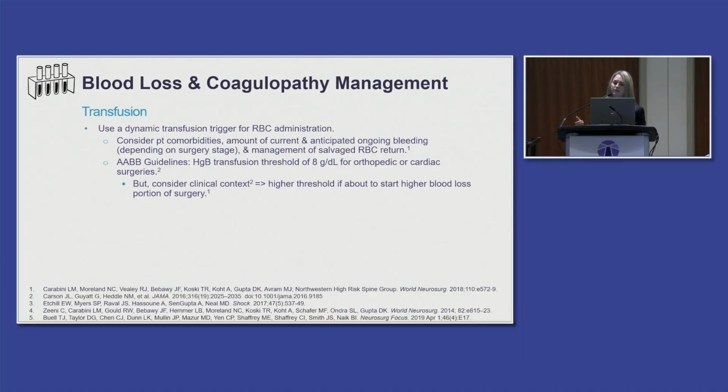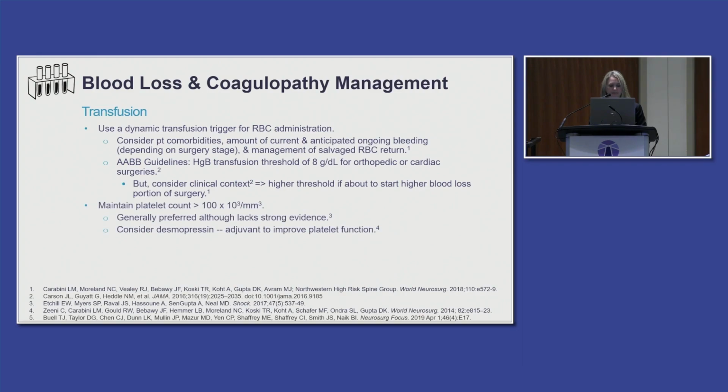It may be reasonable to have a little bit higher threshold if you're about to start a higher blood loss portion of the surgery. It's routine in neurosurgery to maintain the platelet count greater than 100,000. That lacks strong evidence, but where the risk could be catastrophic for neurologic complications, that's what's usually done. And then, of course, I mentioned desmopressin on that prior slide. Consider it as a possible adjuvant to improve platelet function if the actual numbers are okay.